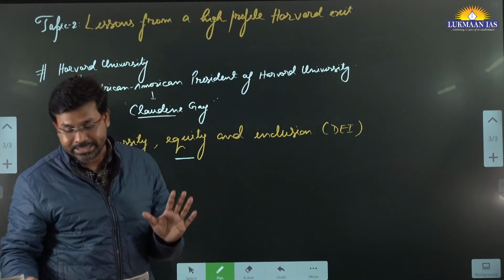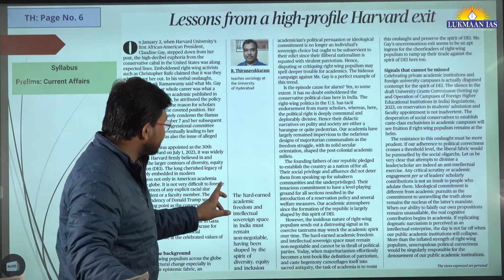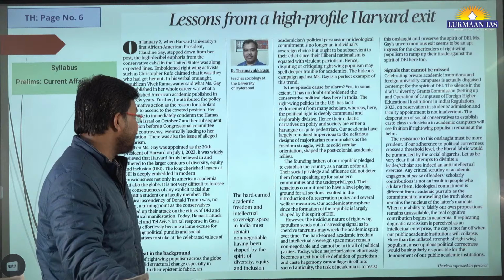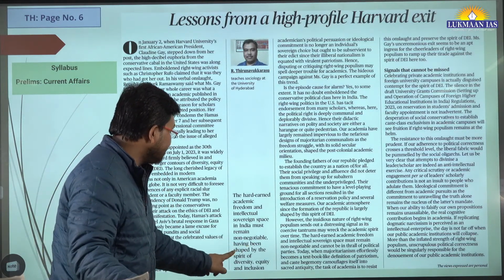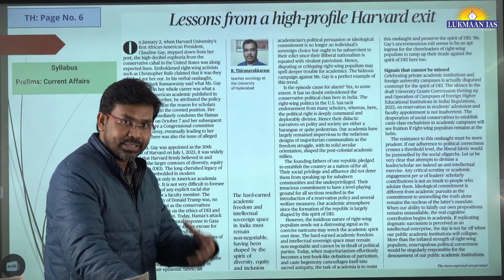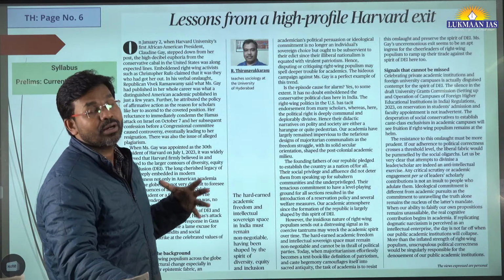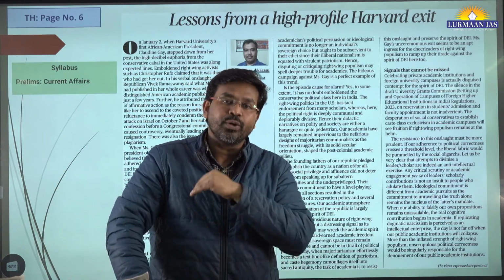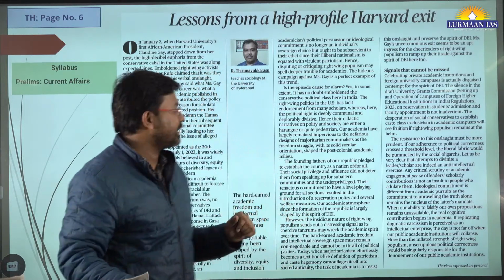So the author raises questions related to this. Basically this article says that the hard-earned academic freedom and intellectual sovereign space in India must remain non-negotiable, having been shaped by the spirit of diversity, equity and inclusion. The author says we can draw a lesson from this and we should not let it happen in India. We should not make higher education so profit driven. Okay, this is the thing.